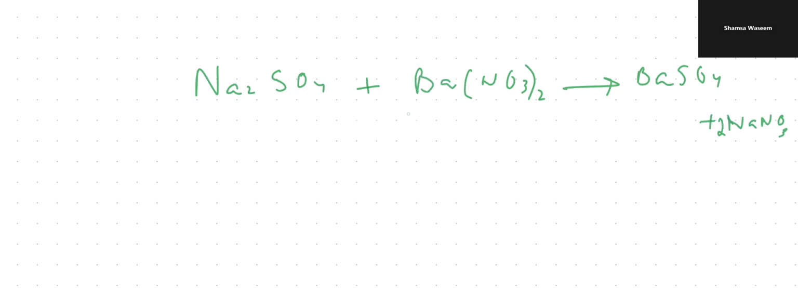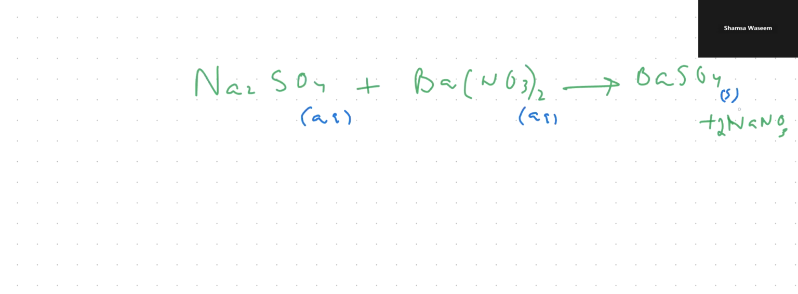Sulfates are soluble, and group 1 salts are soluble. I'm going to write down aqueous. Barium nitrate, all nitrates are soluble, so I'm going to write down state symbol aqueous. Most sulfates are soluble except barium, calcium, and lead. So barium sulfate is insoluble, I write down solid. Group 1 salts are soluble, so I'm going to write down aqueous.